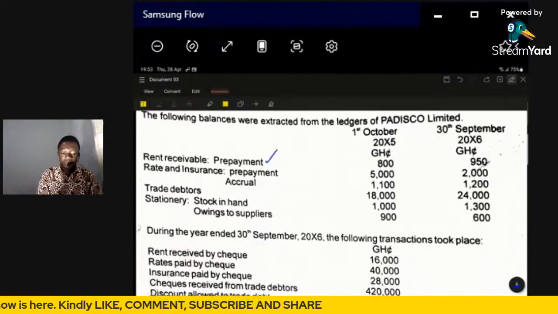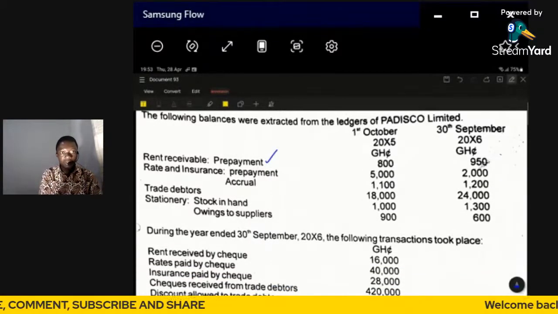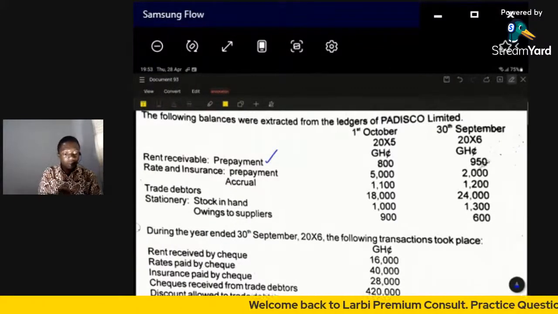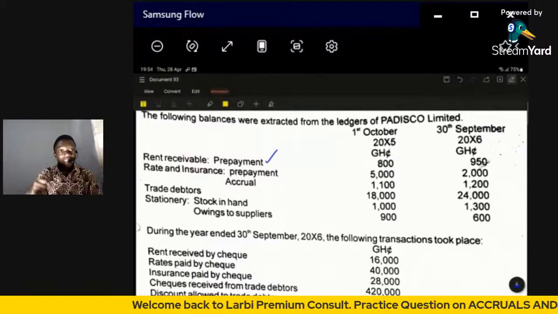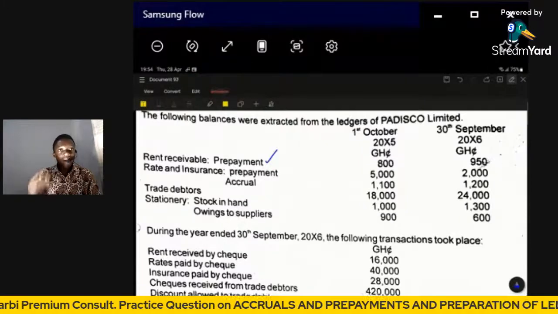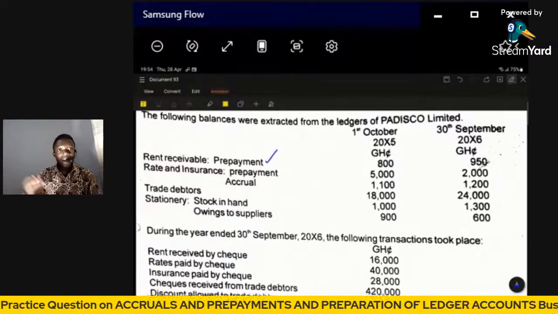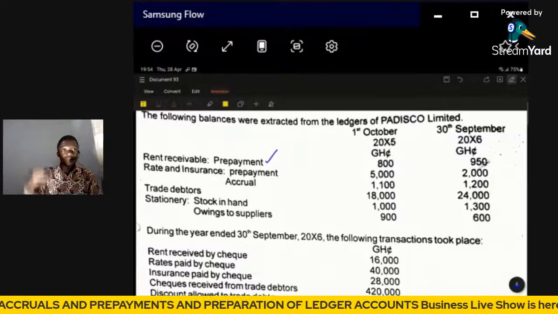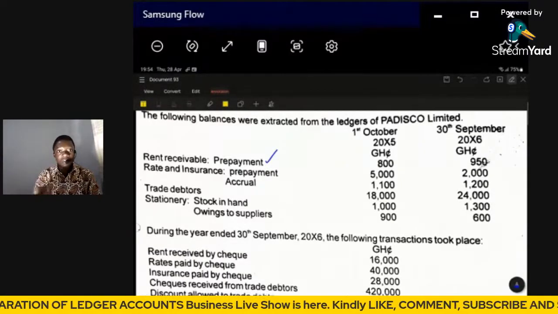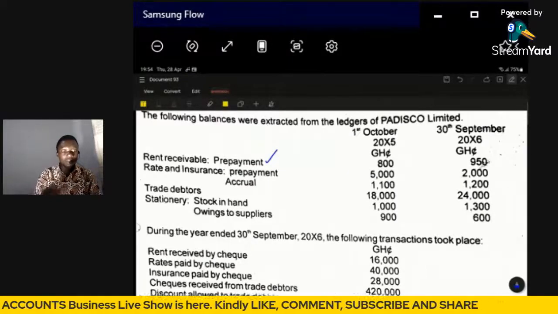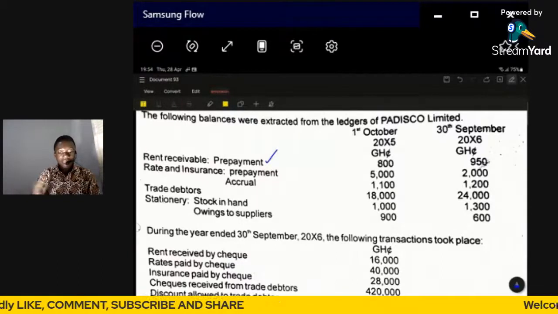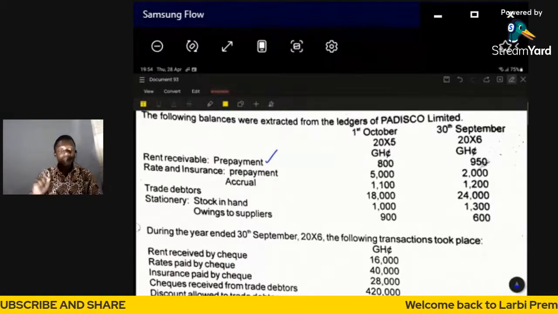So we have rent receivable prepayment. Rent receivable is a source of income towards Padisco Limited. In this case, Padisco rents out some of its space to other people. If Padisco has received rent, but the tenants involved haven't actually come to occupy those houses that you rent, and you have made payment for it, it becomes a prepayment.